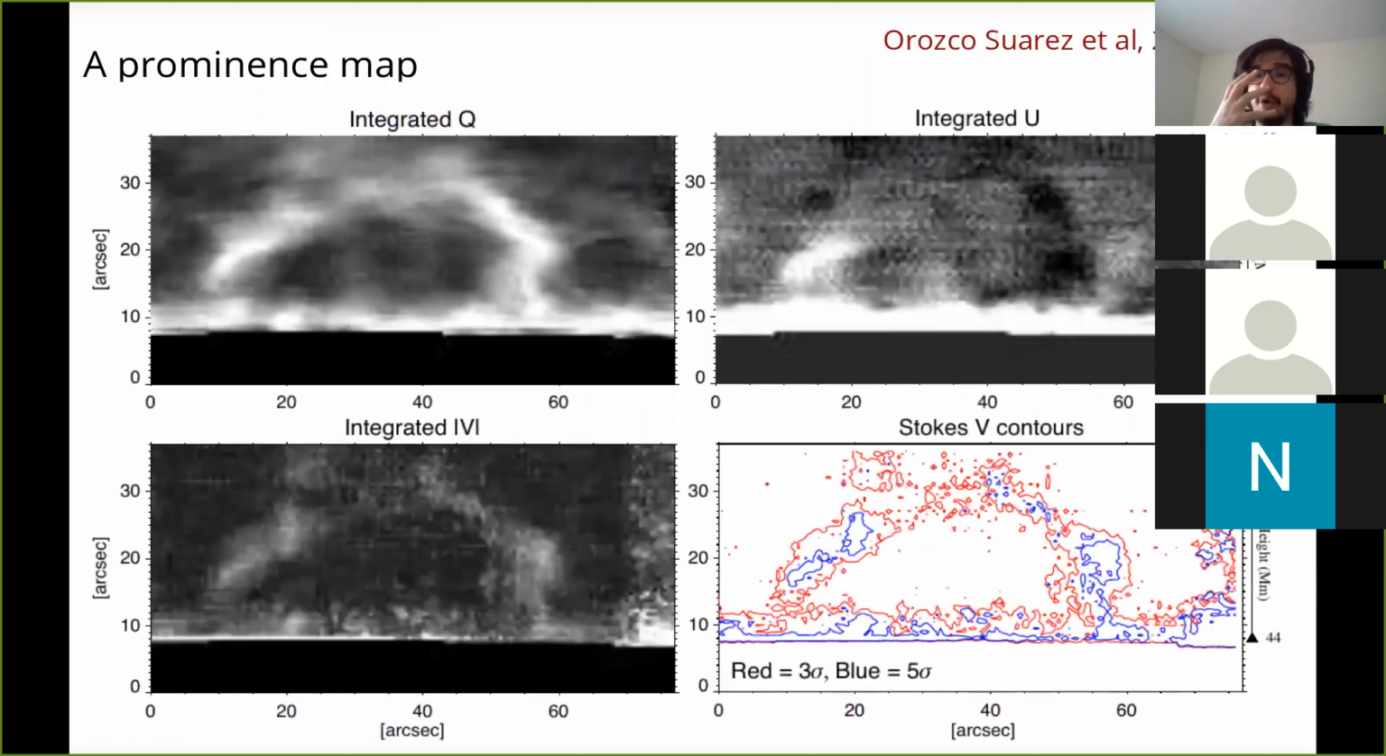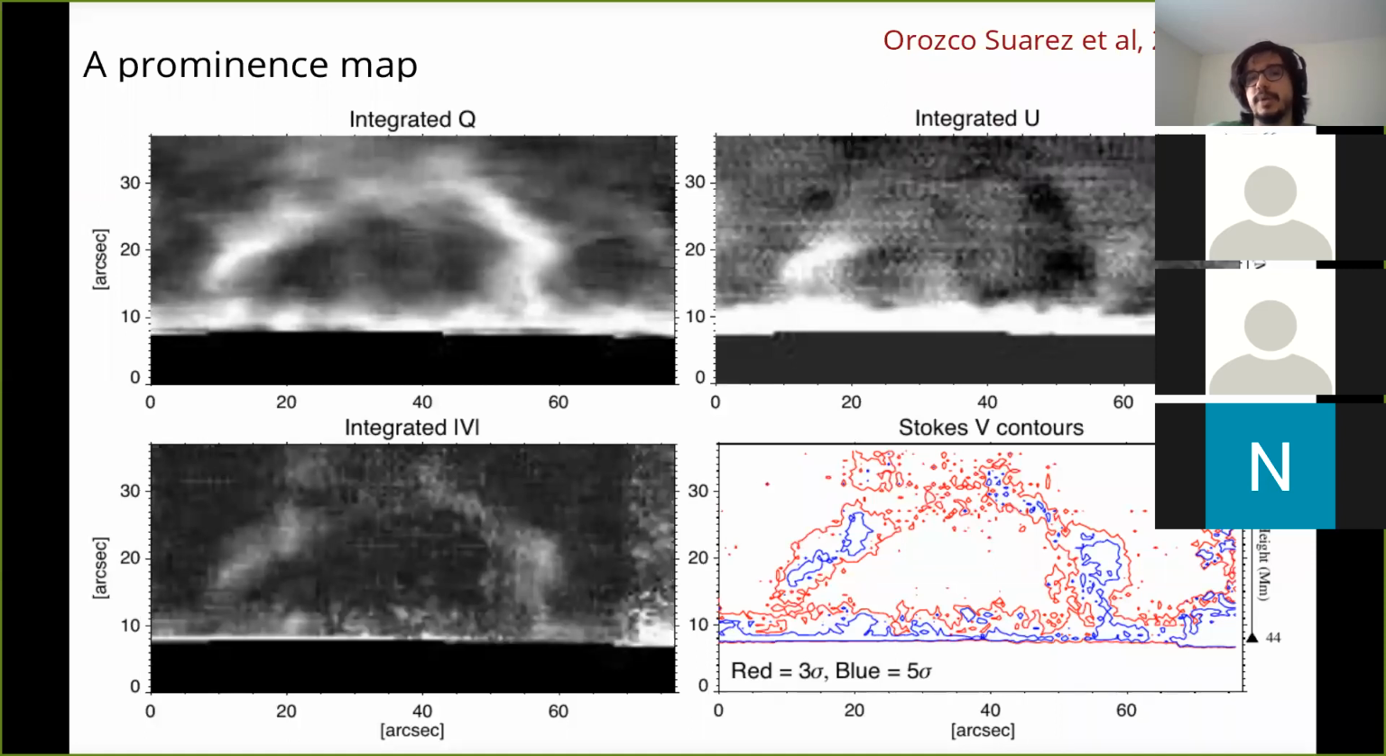If you were to look at the whole map of a prominence, and here this is the paper from David Orozco Suarez and the collaborators from some 5-6 years back, where they did the map of the prominence and then the inversion, which means the analysis of that map, the interpretation if you want. And here is what we see how the integrated Stokes Q, U, and V, integrated meaning integrated along the wavelength, look like, right? And you see that basically Q maps where the prominence is. So if I showed you the image of the prominence, it would look very similar to this Q map.